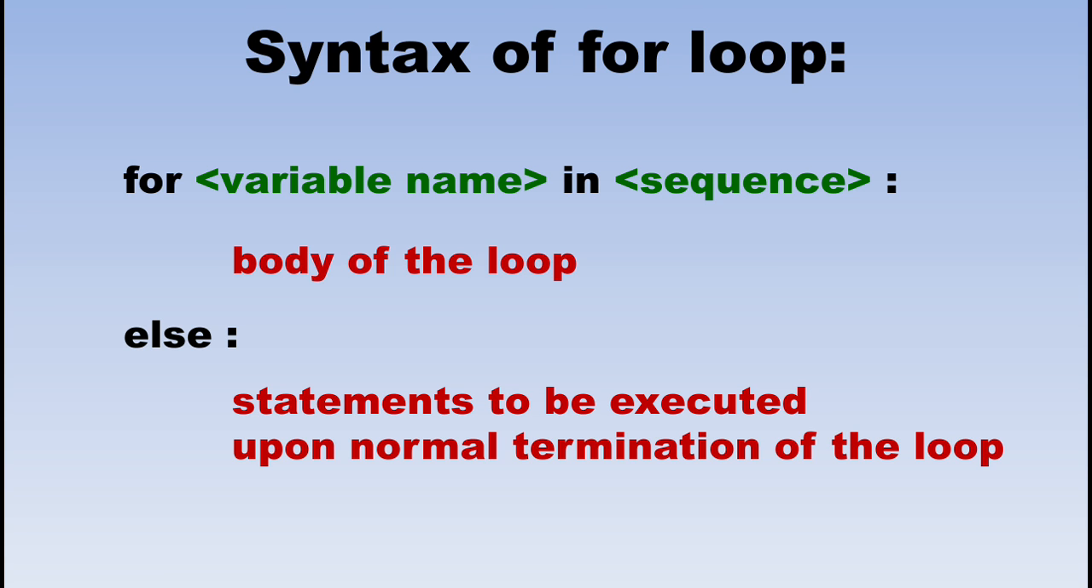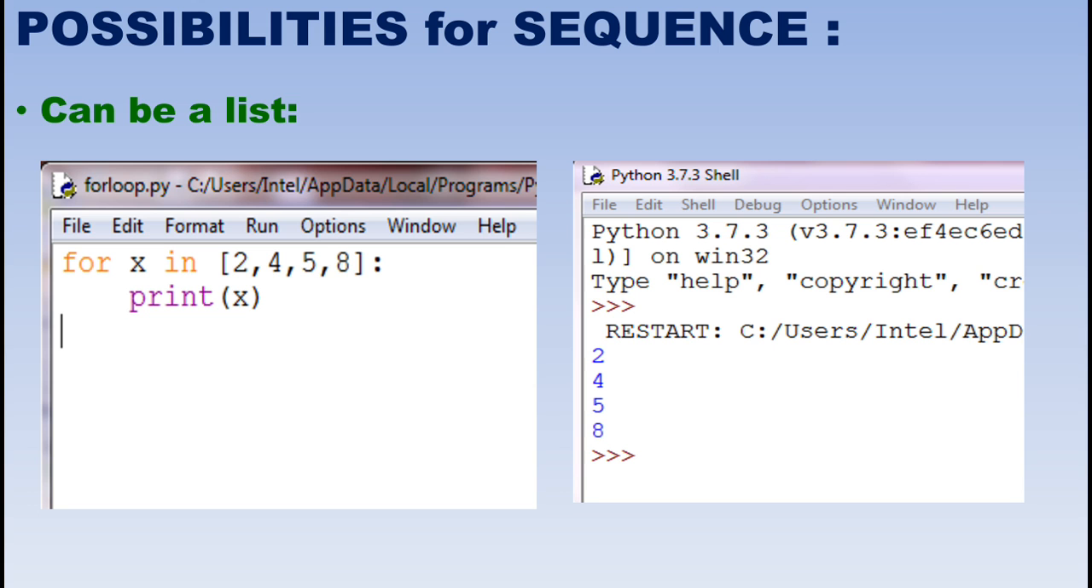In that video you have already seen the syntax of the for loop and its various elements, and now in this video I will discuss the various possibilities for the sequence that you specify here in the for loop. What the behavior of this for loop is with different types of sequences will be clear to you in this video. So let us see the first possibility.